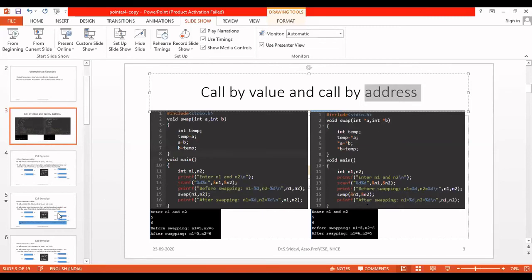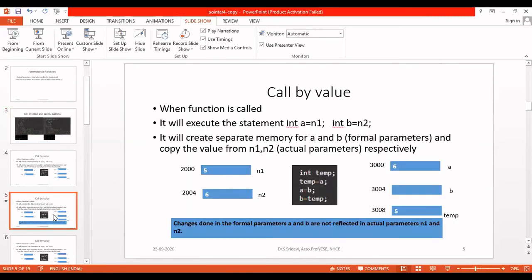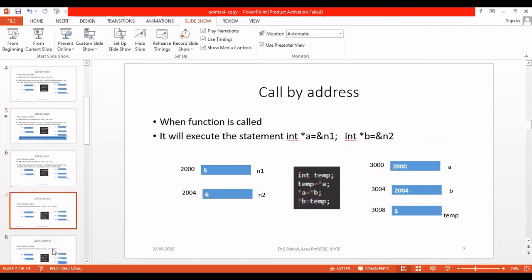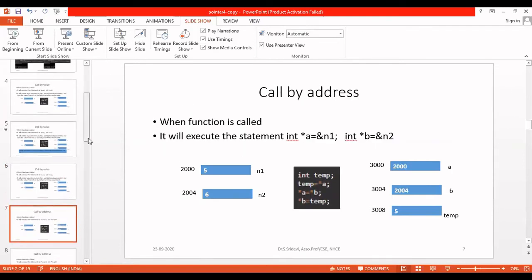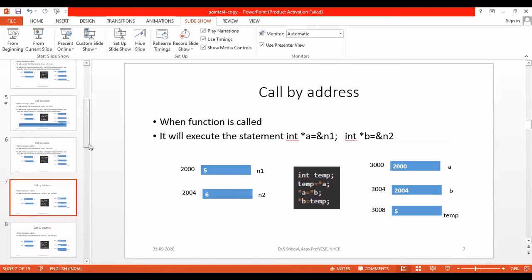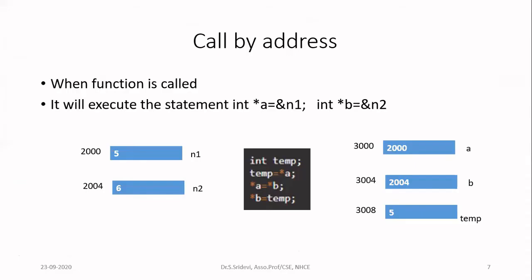Now let us see what will happen with the help of the diagram. So in case of call by address, you can see here, first we are going to call the function. When the function is called, it will execute the statement int star a is equal to ampersand n1 comma int star b is equal to ampersand n2. What is the meaning of this? So here, as we saw before, n1 and n2 are stored in the memory locations 2000 and 2004 respectively, and they have the values 5 and 6.